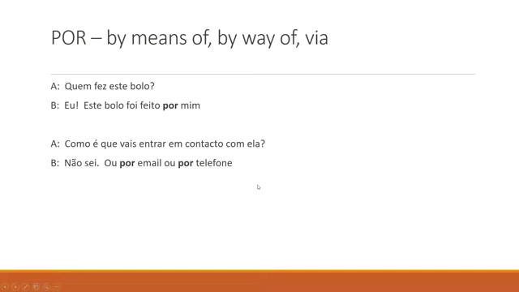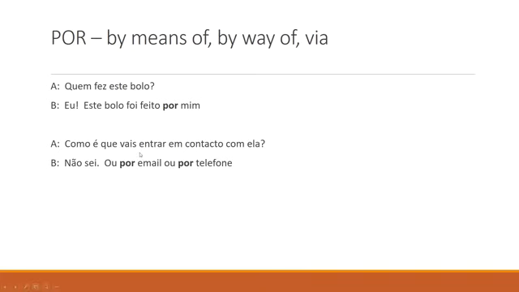Okay, so now we've got por. So we talked about before the por being the via, like the intermediary, but here's a few more slightly different examples. I could have a little dialogue like this one. Quem fez este bolo? Eu. Este bolo foi feito por mim. So who made this cake? Me. I. This cake was made by me. So I was the way that this cake was made. So if you want to say someone was responsible for doing something, it's por there.